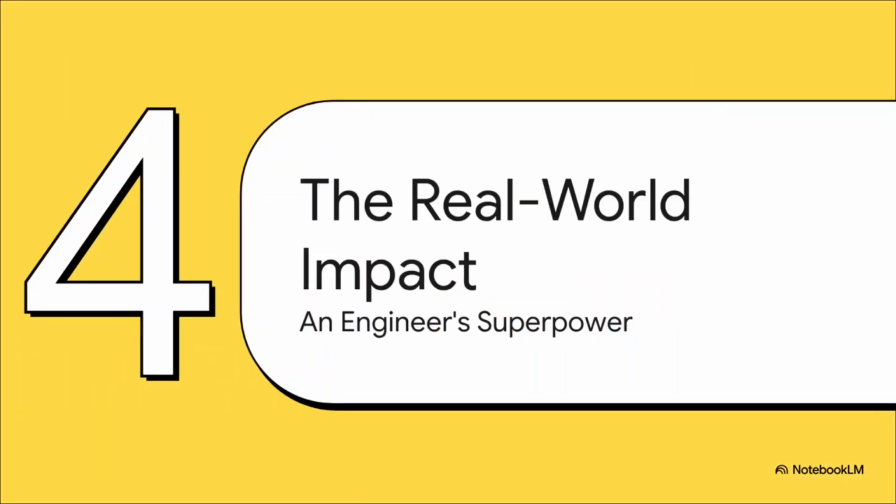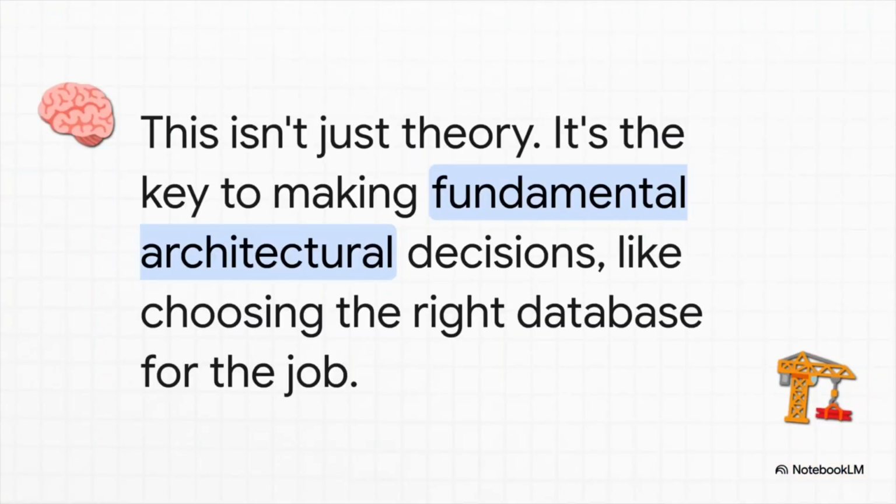Okay, let's tie all of this together. Why does understanding all this technical stuff actually matter? Because believe me, this knowledge isn't just theory. It's a practical professional superpower for anyone who builds software. At the end of the day, knowing the deep down difference between a B tree and an LSM tree lets an engineer choose the right tool for the job. It's the key to making those huge architectural calls, like deciding between a traditional relational database and a NoSQL one. Getting this right can prevent incredibly costly mistakes before a single line of code is even written.